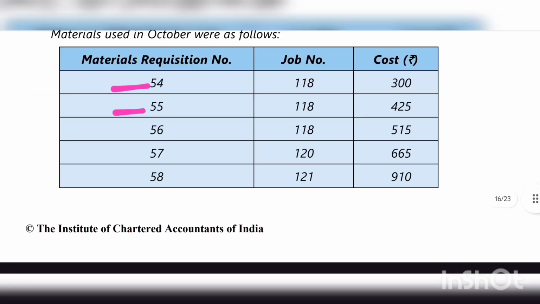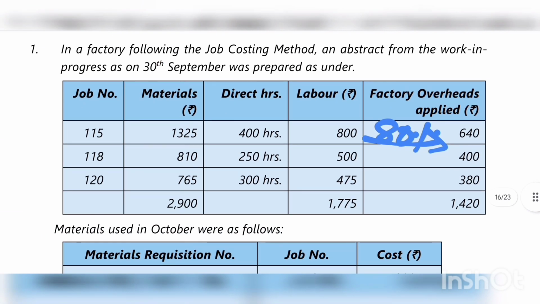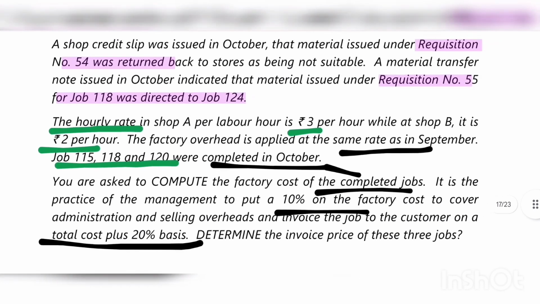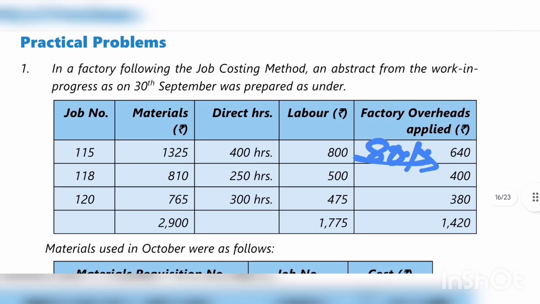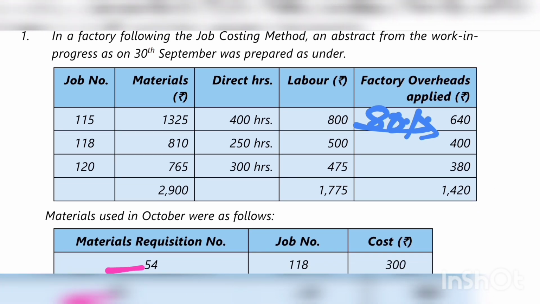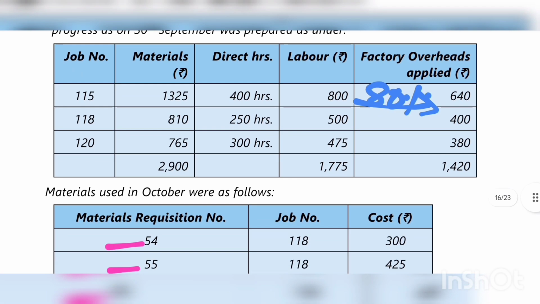Let's get started. The information given in the question: on 30th September they incurred on these jobs material cost and labor cost, factory overheads are given, and in the question at last they have given that factory overheads applied at the same rate as in September. So the job was worked on in September and October. The given data for September, in the same proportion of overhead, which is 640 on 800, which is 80%, is applied on overheads in all the cases.